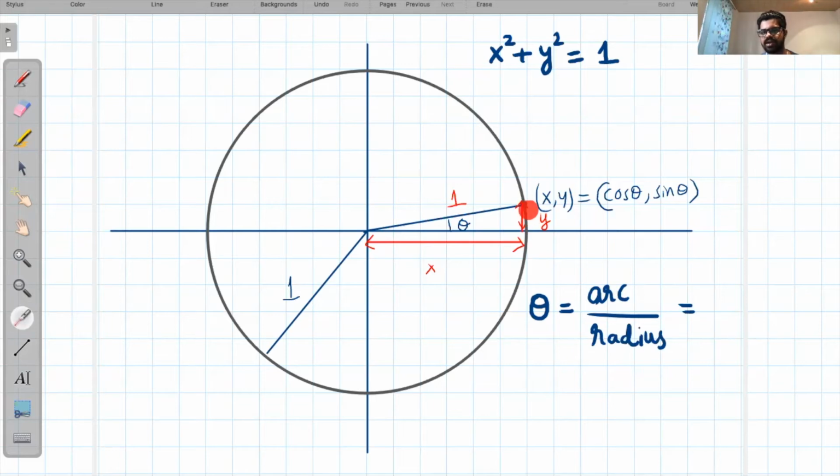Now this arc length, which subtends an angle theta, can be approximated by the y coordinate when this angle theta is very small, and the arc length can be approximated as the y coordinate divided by the radius, which is 1 unit. But since the y coordinate is given by sine of this angle theta, we get sine theta is approximately equal to theta.